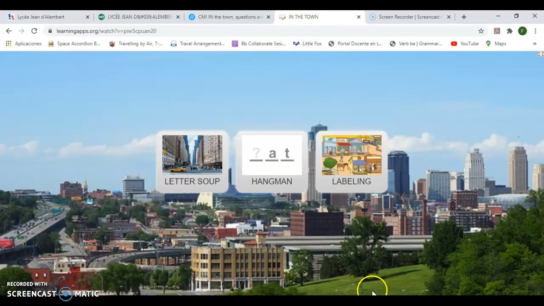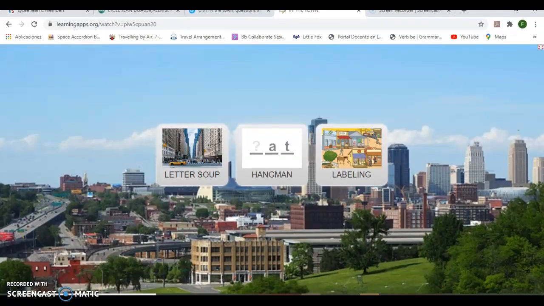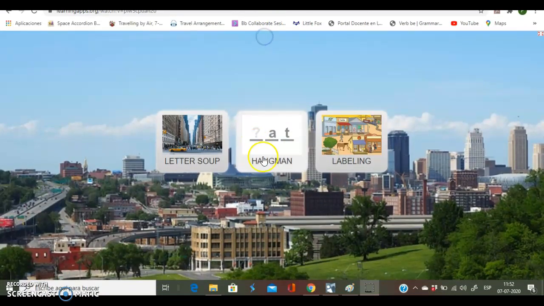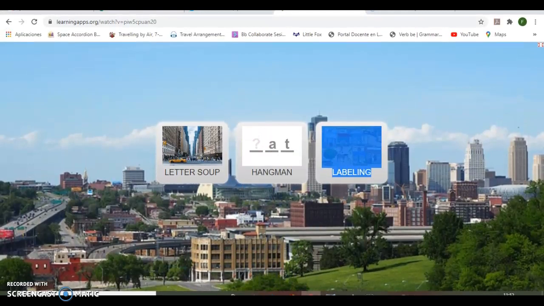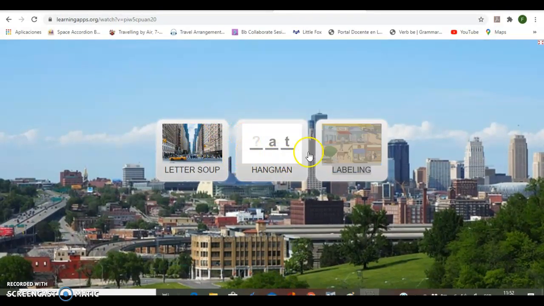Lo malo de esto es que no voy a poder ver los resultados. Solo ustedes van a saber los resultados. Pero la página les va a dar sus resultados, ¿ya? Entonces cuando ustedes lo hagan no tienen que enviarme nada. Es solo práctica. Y al final de cada actividad van a saber si está correcto o incorrecto.